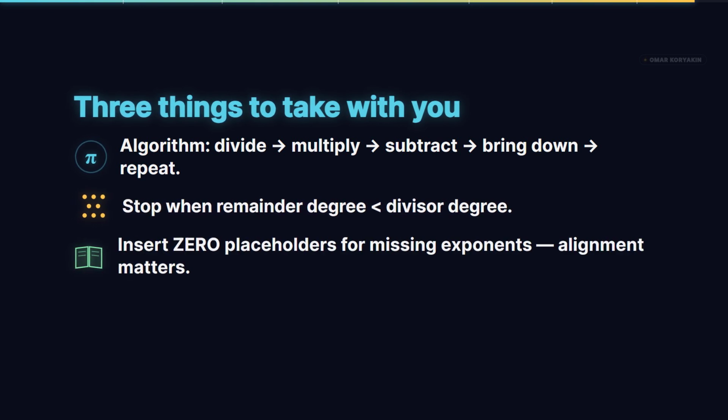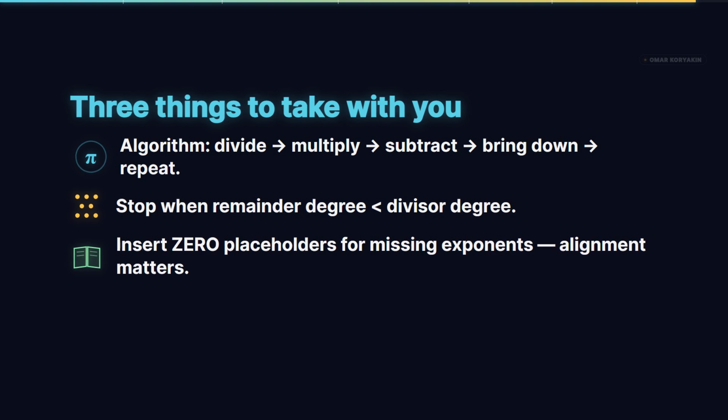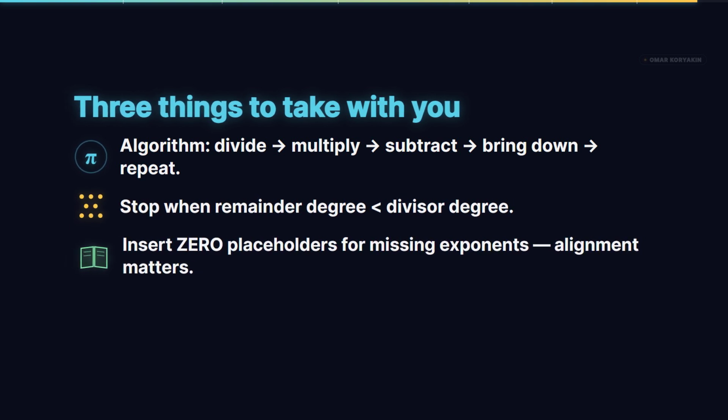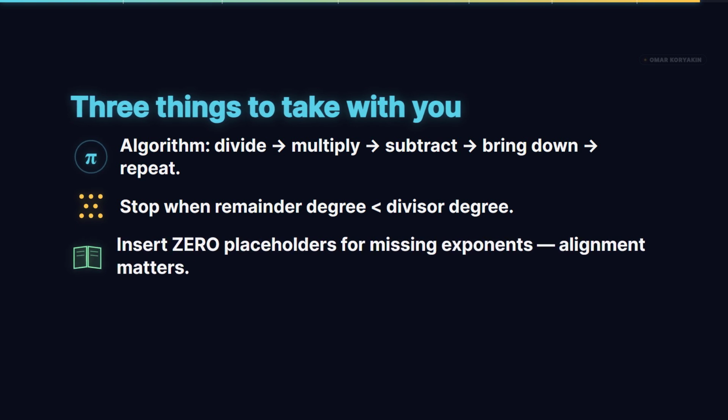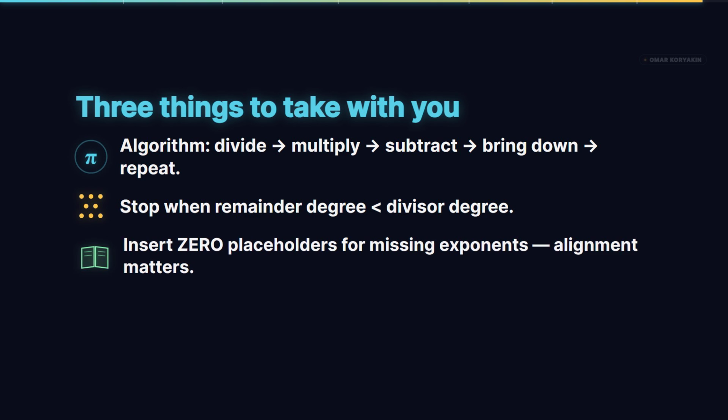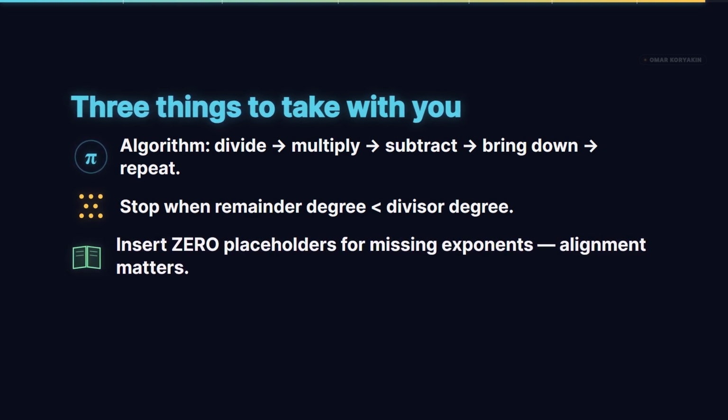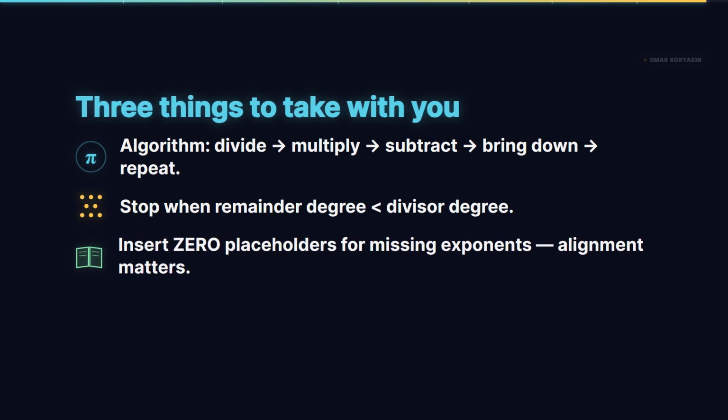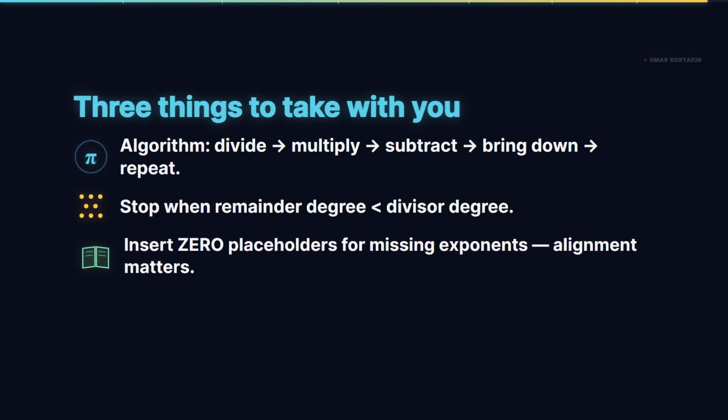Third, always write both dividend and divisor in standard form before starting and insert 0 placeholders for every missing exponent in the dividend. 0 placeholders are essential for column alignment during the subtraction steps. Without them, the positional arithmetic almost always corrupts the answer through term mismatch errors.